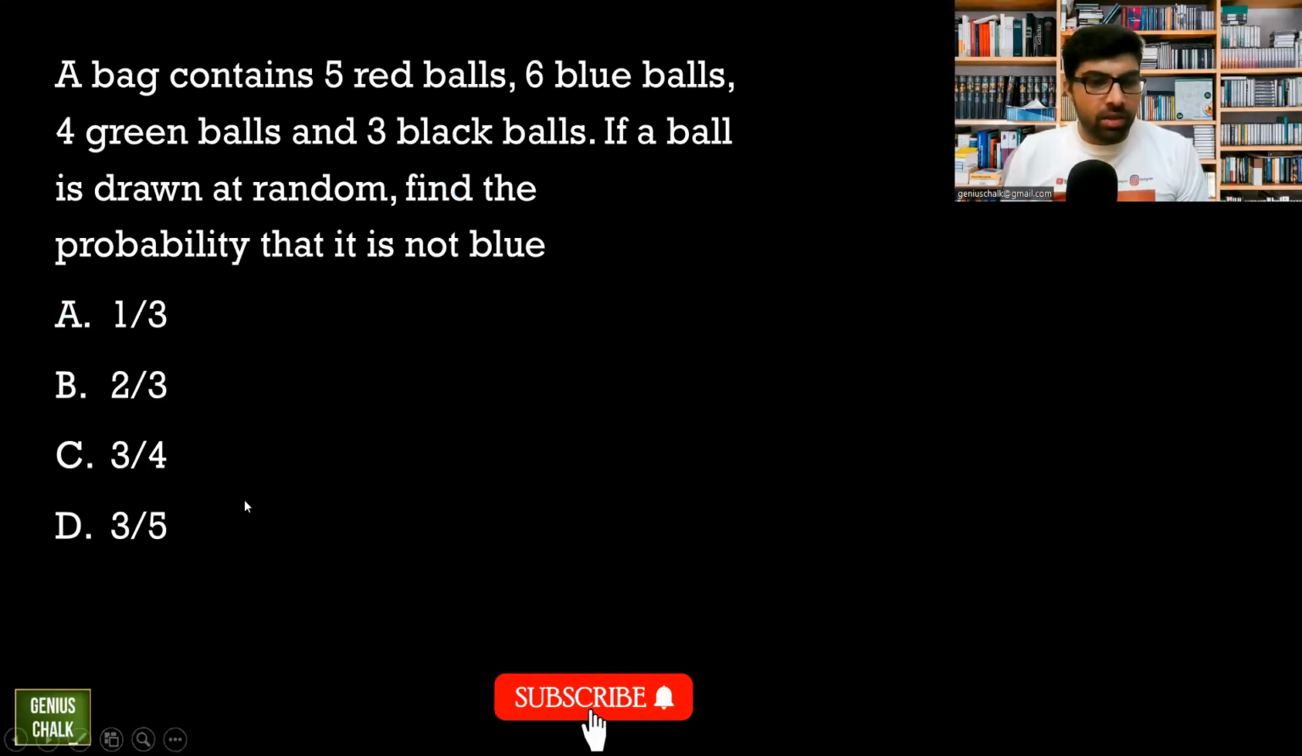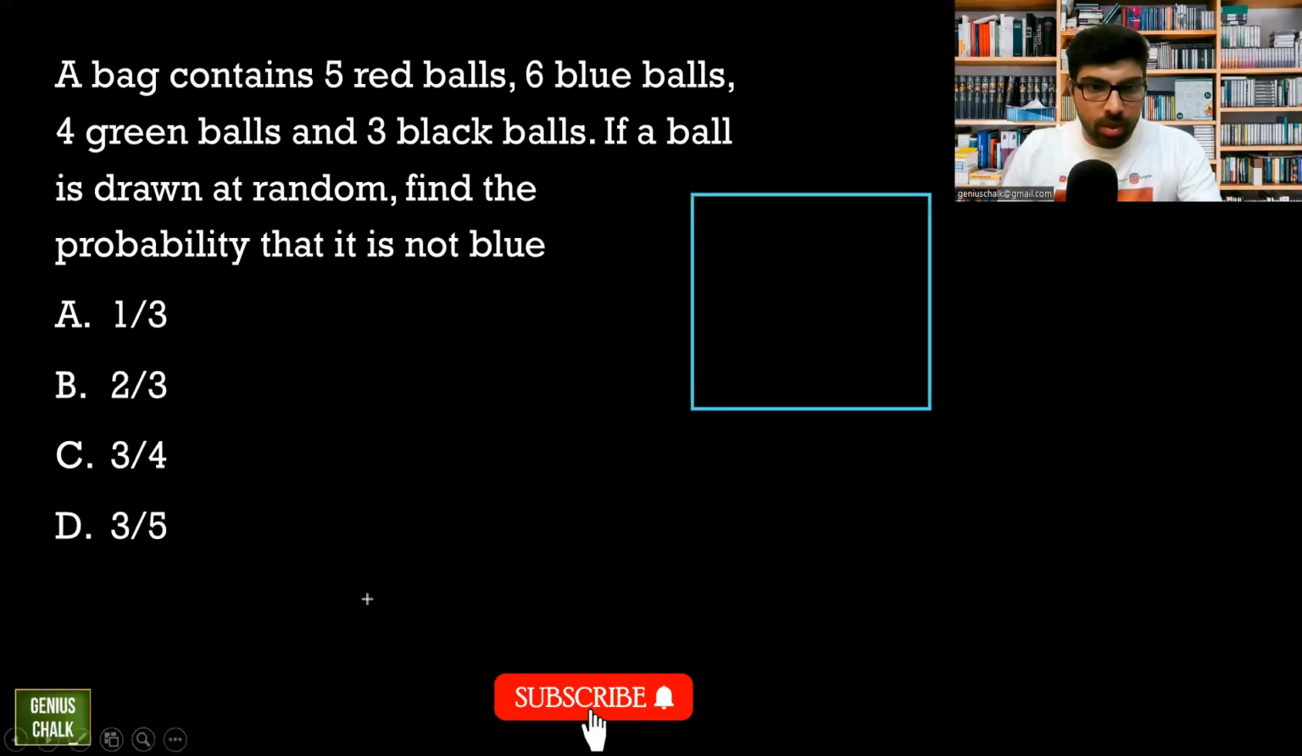Afterwards, a bag contains 5 red balls, 6 blue balls, 4 green balls. Let's make the bag first. So we have a bag where there are 4 red balls, 6 blue balls, 4 green balls, and 3 black balls. I can't write black because it will not be visible. So 3 black balls. Fine.